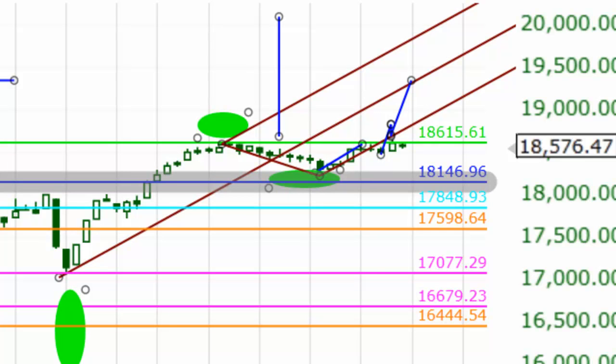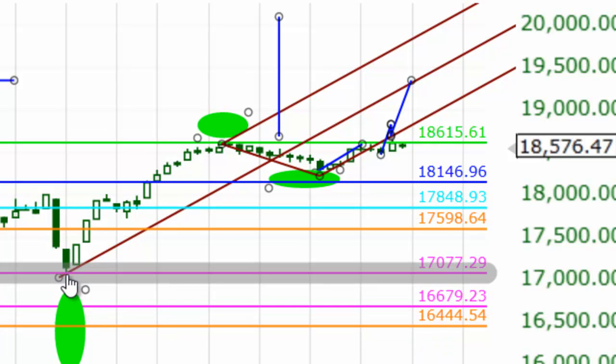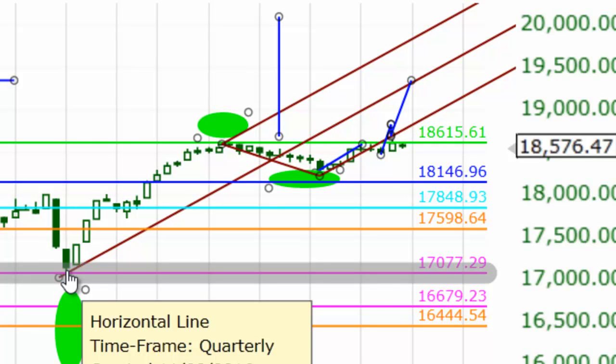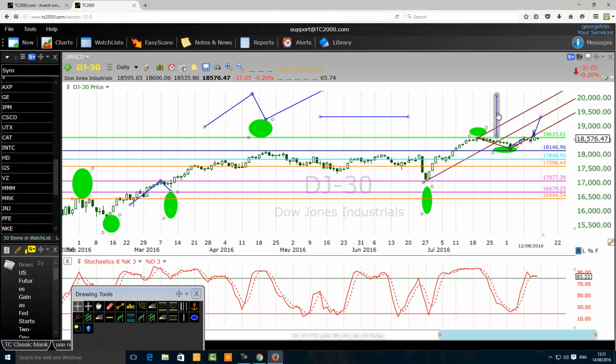The reason why I have the pitchfork tool on my chart is that it is one of the most neglected financial trading tools, but it's also one of the most powerful trading tools in the financial market. When a financial instrument is going up, as you can see here, it went up from the second long-term equilibrium price level, 17077. It went up to 18615.